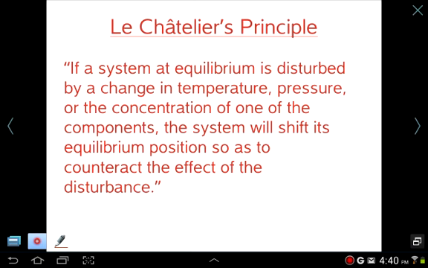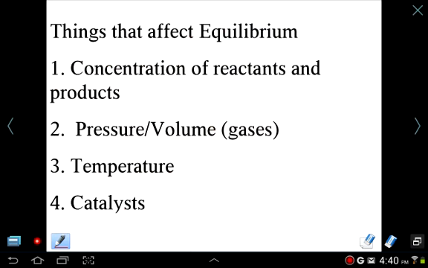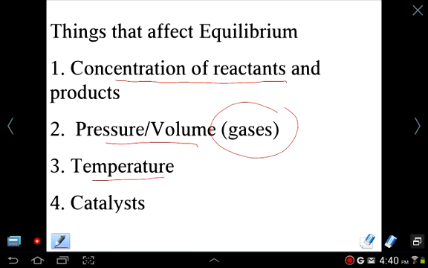And we'll take a look at these. There are a lot of stresses we can put on the system, and the system will shift to counteract that, to undo that. So we will take a look at these four ways we can affect the system. We'll look at changing the concentration of our reactants and products, adjusting volume and pressure, which will especially apply to gases, and then adjusting the temperature. Here we'll have to think about whether the reaction is exothermic or endothermic. And finally, adding a catalyst, which famously is involved with many chemical reactions. We'll take a look at these in step.